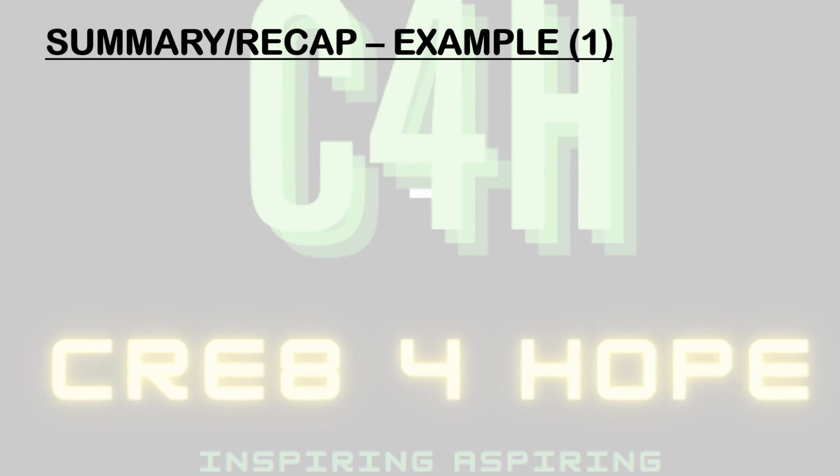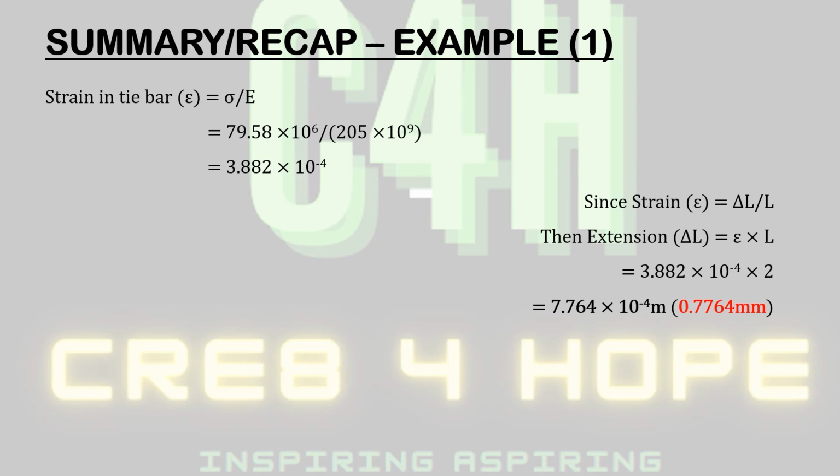Now that we've calculated the stress and we know what the Young's modulus is, we can then calculate the strain in the bar. So strain, represented by epsilon, is equal to sigma divided by E. Sigma is the stress, which we calculated to be 79.58. Let's not forget that is megapascal, so times 10 to the power 6, divided by the elastic modulus, which was given as 205 times 10 to the power of 9, or a billion. We do the computation, and we get 3.882 times 10 to the power minus 4.